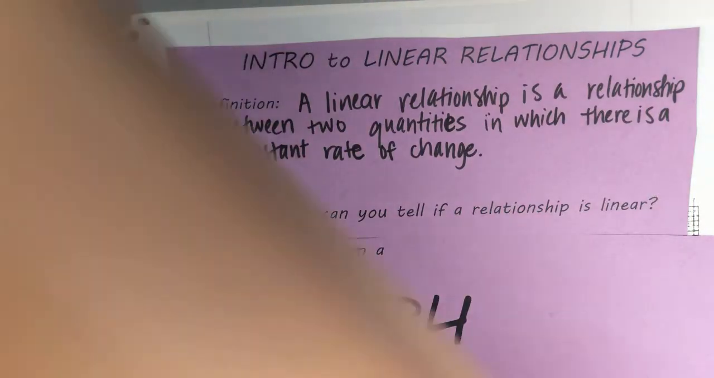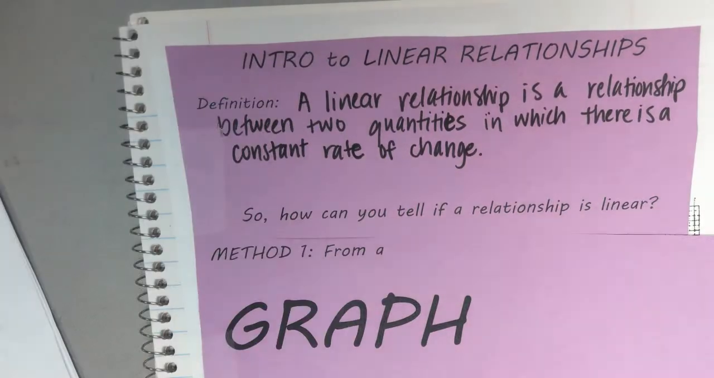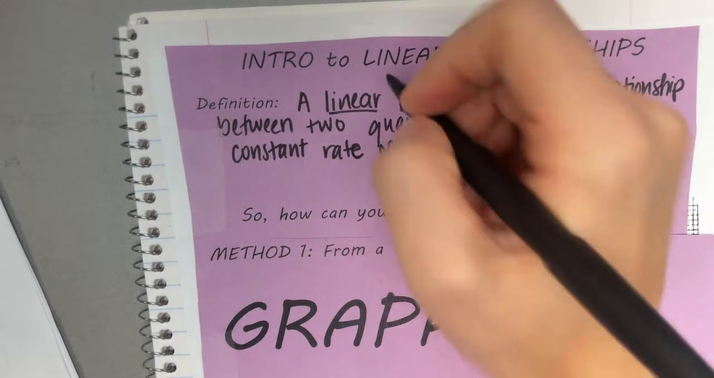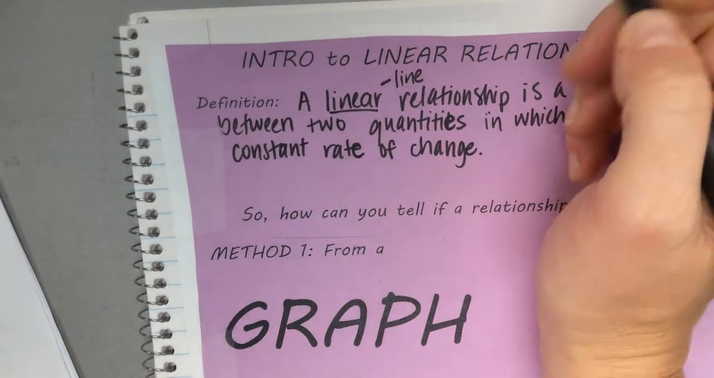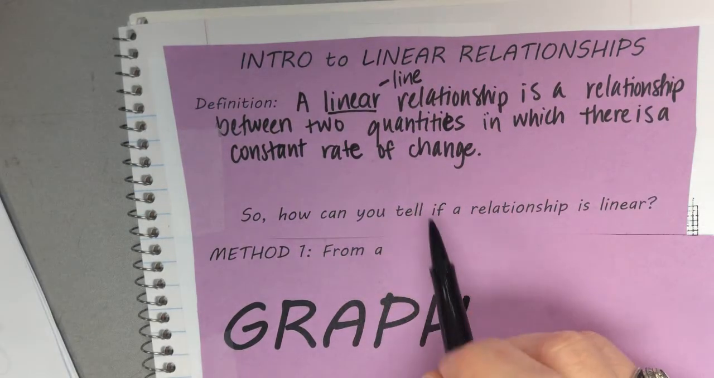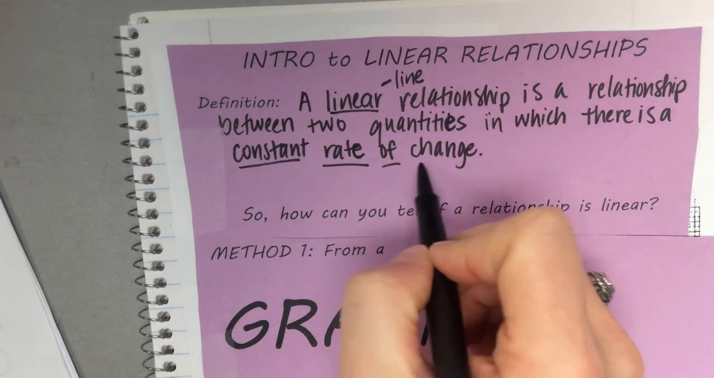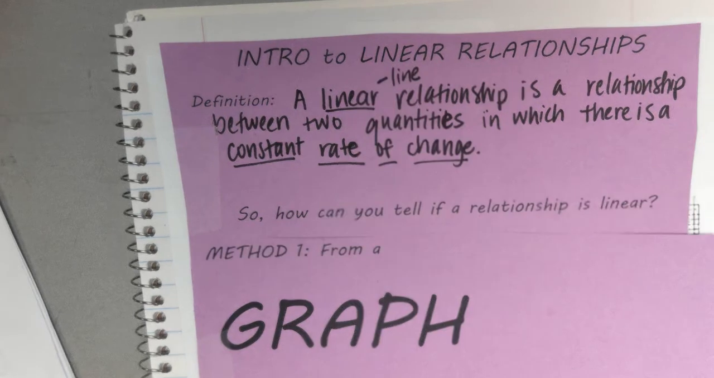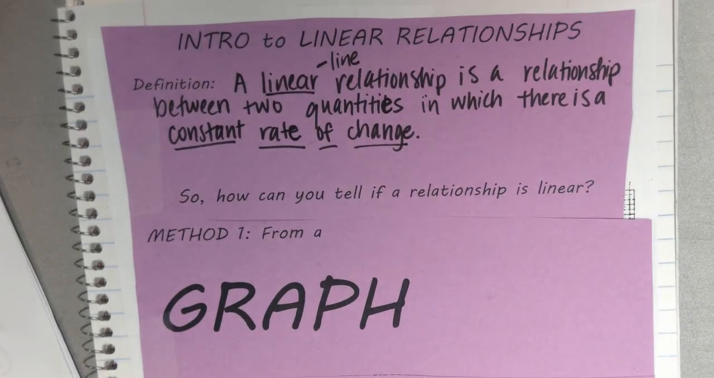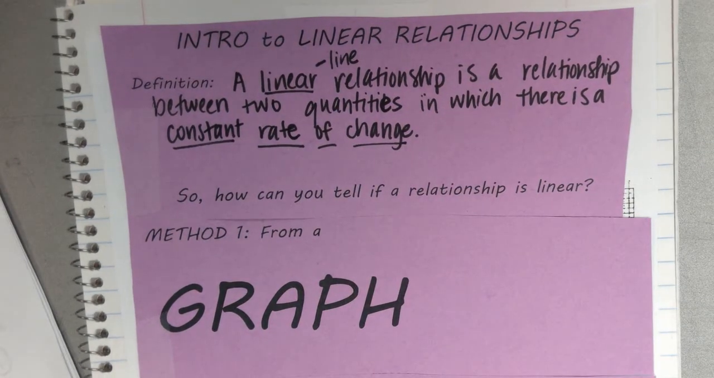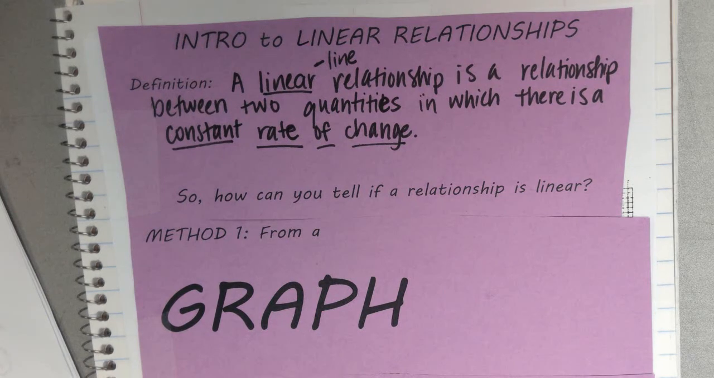So we see some familiar words. Linear, we know that means a line. Two quantities, and there is a constant rate of change. That's important. So if you need to pause this and write down that definition, then go ahead and do that. Alright, if you're ready to move on.